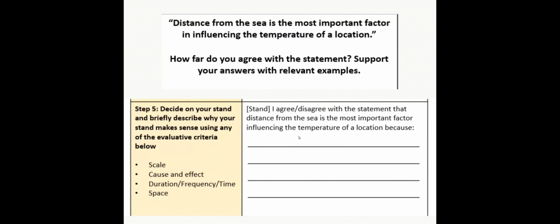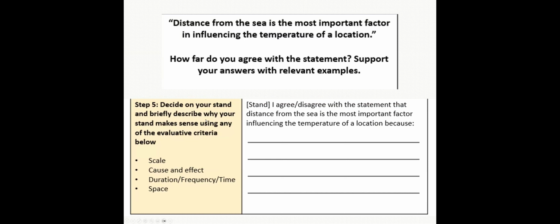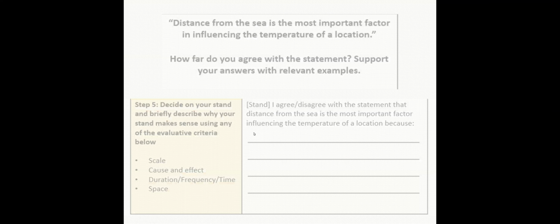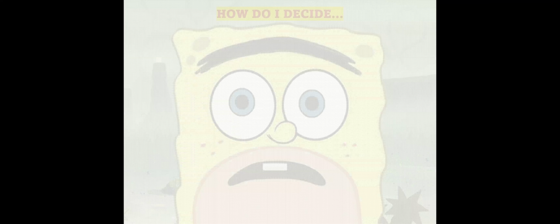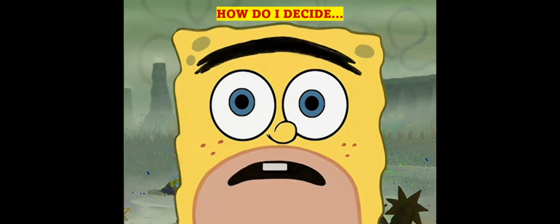All right, step number 5, you will need to start thinking. What is your argument? Are you going to agree or are you going to disagree with the statement? All right. In this case, I am going to stop you here because many of you are now thinking, wait, I already have my 3 factors, but how do I decide which is the most important? Well, my dear students, you have to make an evaluation.